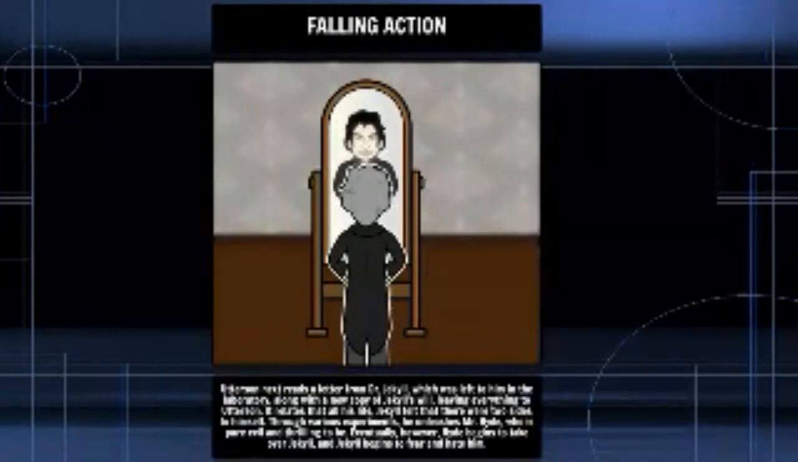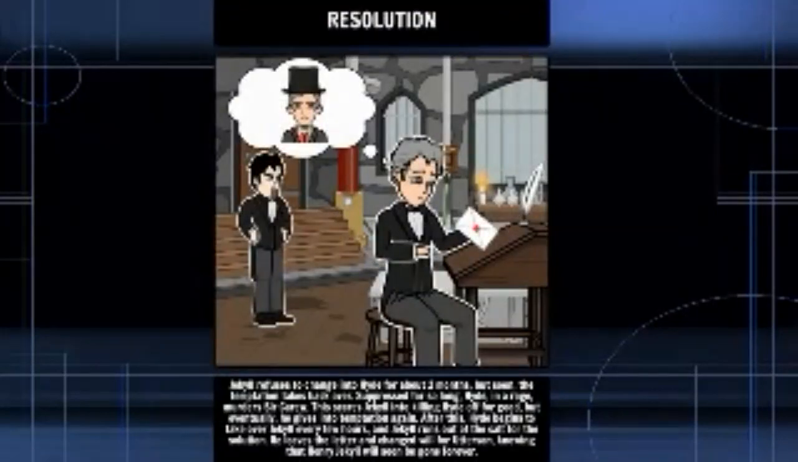Eventually, however, Hyde begins to take over Jekyll, and Jekyll begins to fear and hate him. At the end of the story, Jekyll refuses to change into Hyde for about 2 months, but soon the temptation takes over again. Suppressed for so long, Hyde, in a rage, murders Sir Carew. This scares Jekyll into killing Hyde off for good, but eventually he gives in to temptation again.